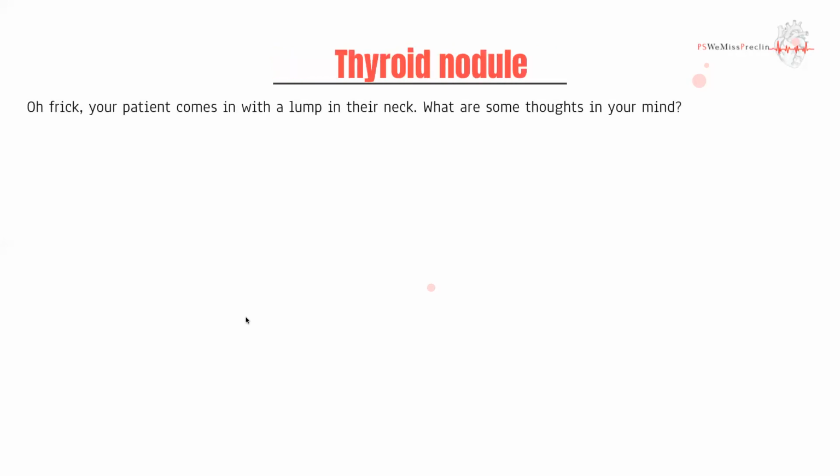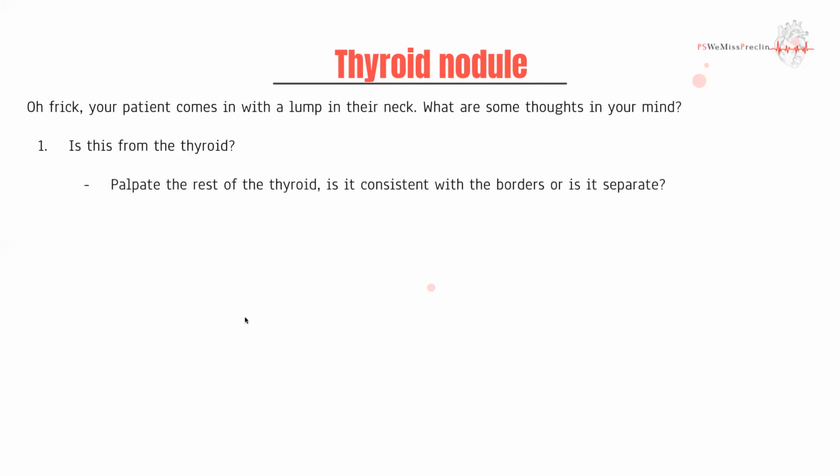So when it comes to thyroid nodules, you now have a patient with a lump in their neck, and this is obviously worrisome. So a few questions we have to ask ourselves. Firstly, is this from the thyroid? Is this a lymph node mass? Is it muscular or fibrous? And how do we go about differentiating that? So firstly, see if you can palpate it with the rest of the thyroid. Is it consistent with the borders themselves?